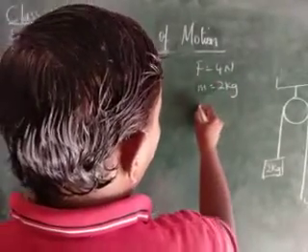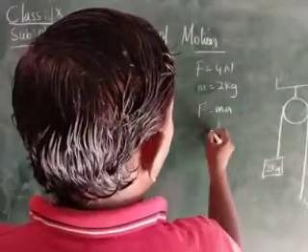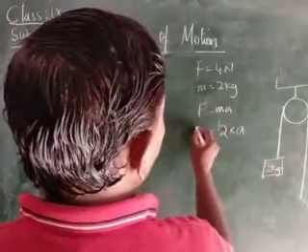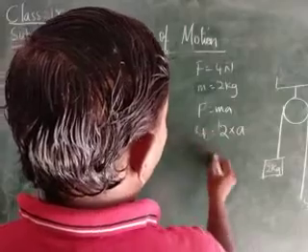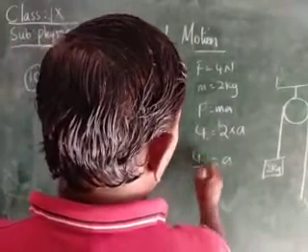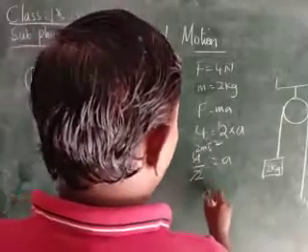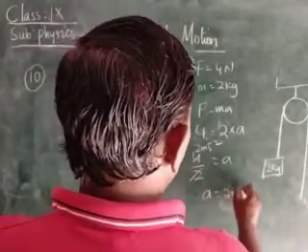Okay, children. Therefore, F is equal to ma. Mass is 2. Acceleration we don't know. This it is 4 newtons. A is equal to 4 by 2, 2 meter per second square. Acceleration is 2 meter per second square.